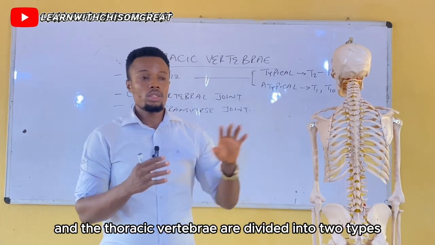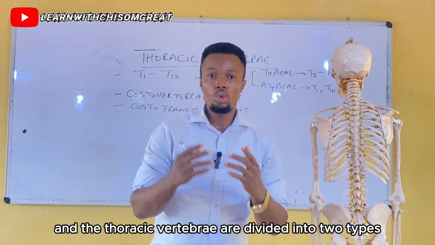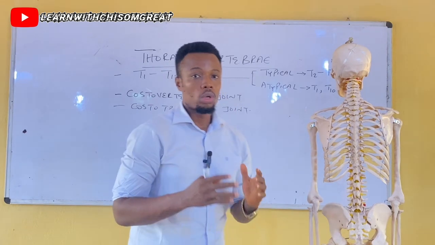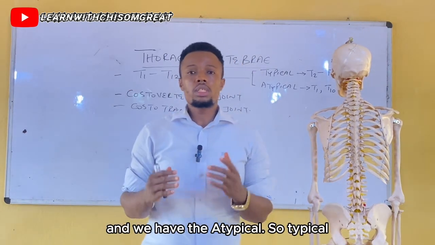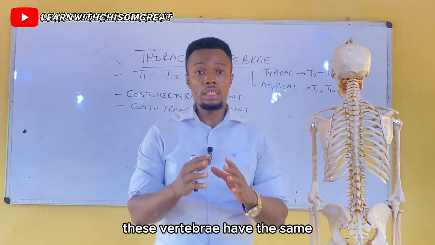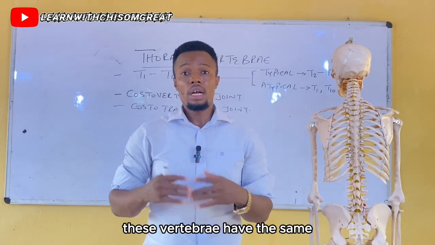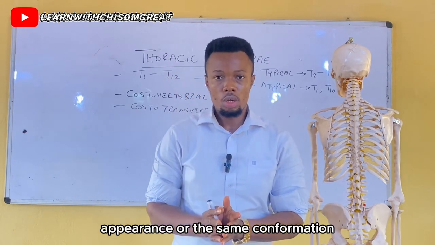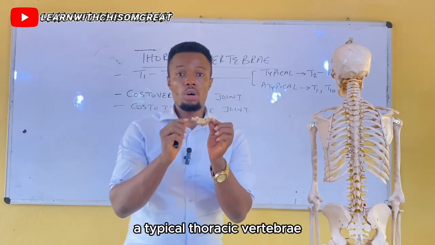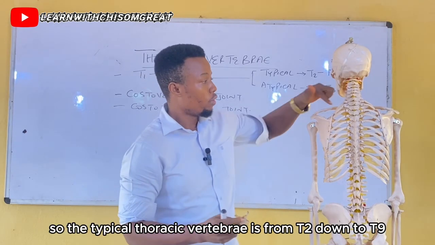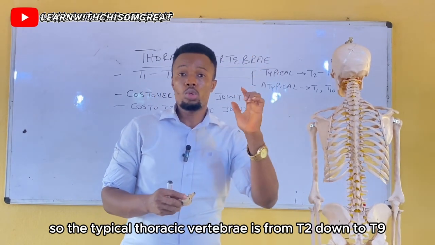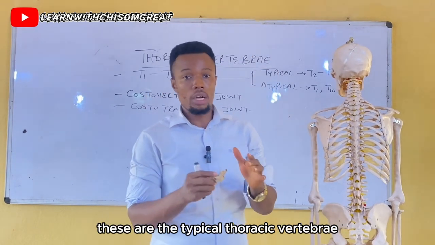The thoracic vertebrae are divided into two types. We have the typical thoracic vertebrae and we have the atypical. Typical thoracic vertebra simply means that these vertebrae have the same appearance or the same conformation. This is an example of a typical thoracic vertebra. The typical thoracic vertebrae are from T2 down to T9.